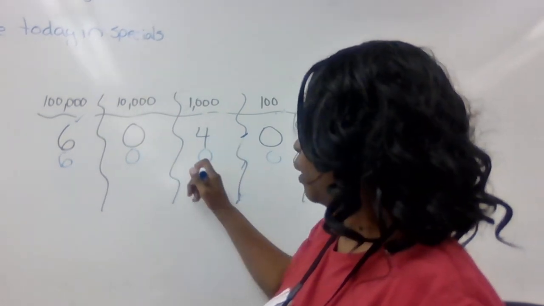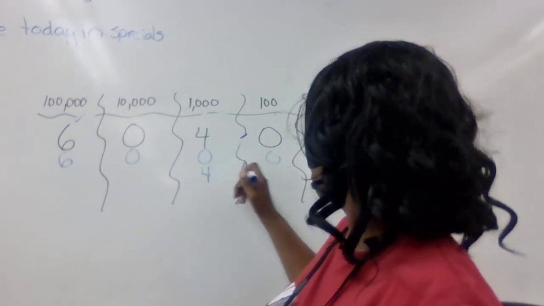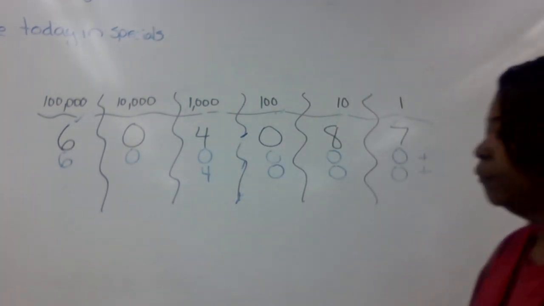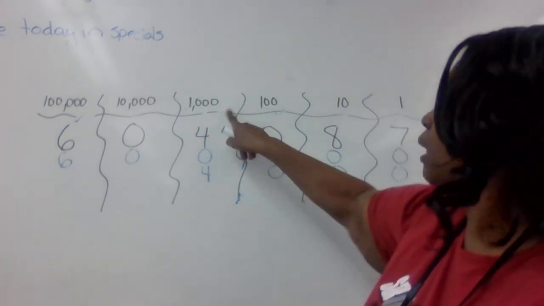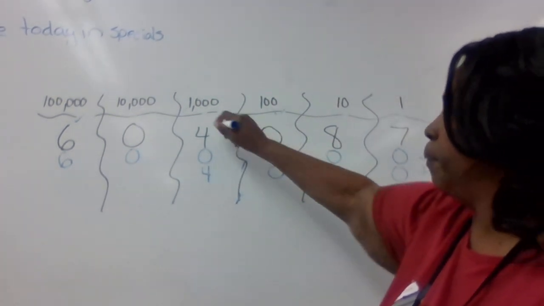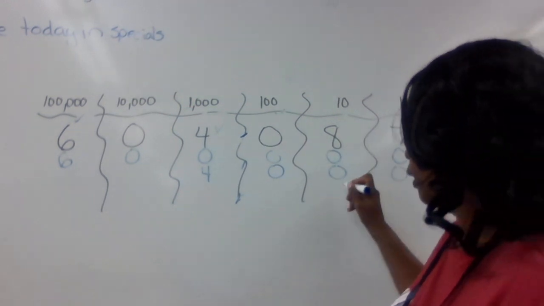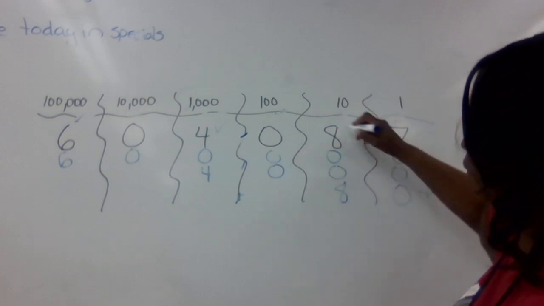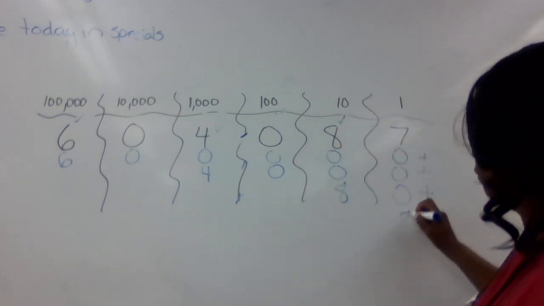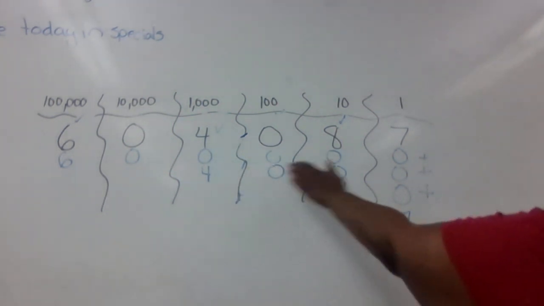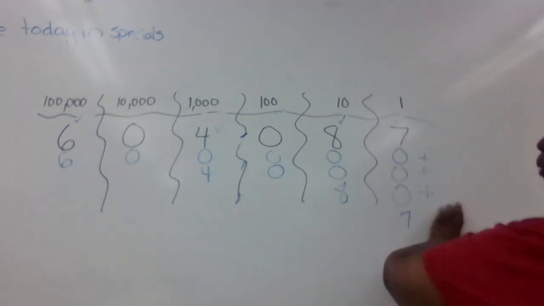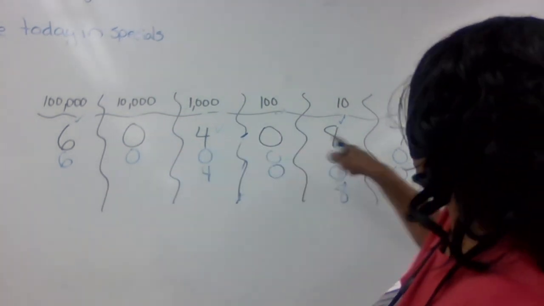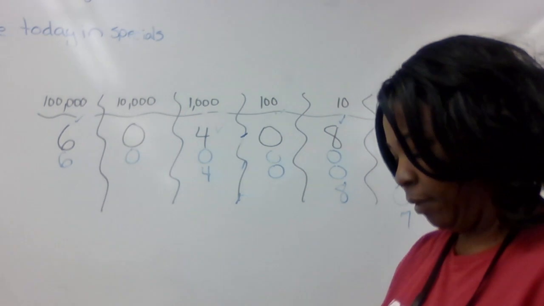So now we come to the 4. The 4 is going to come straight down. The comma's going to stay 0, 0, 0. So that's 4,000 because it's 4 in the thousands place. The next number is 0. We skip it. Next number is an 8. We come straight down with the 8. The next numbers become a 0. We're done with the 8. Now we come down with the 7. So we have 600,000 plus 4,000 plus 80 plus 7 gives us 604,087. Okay?